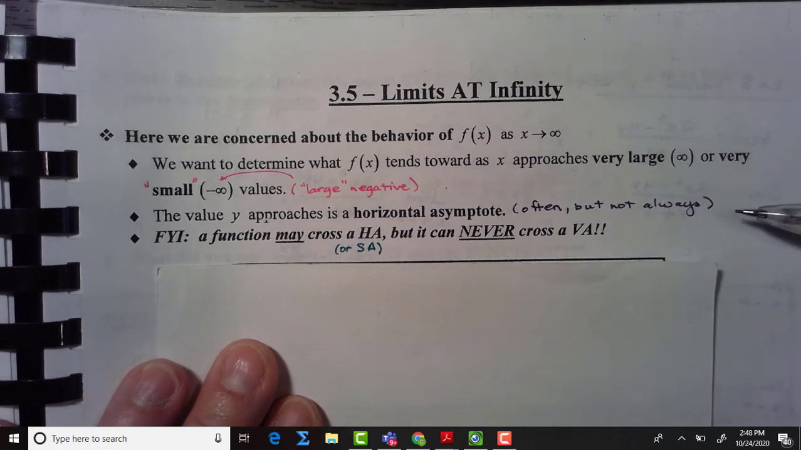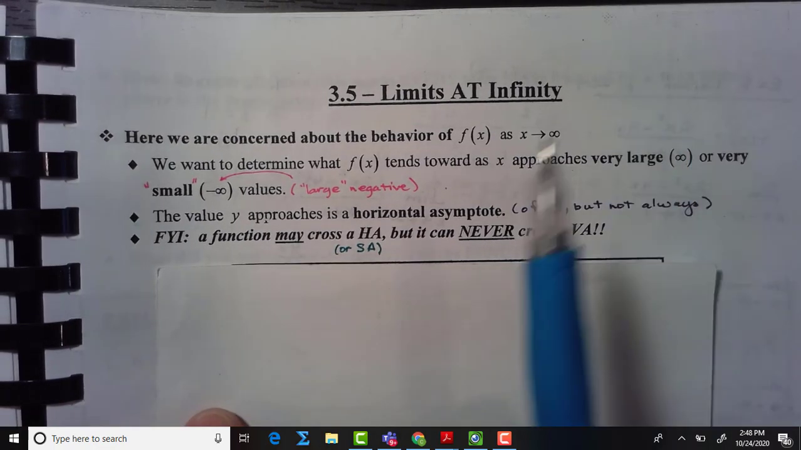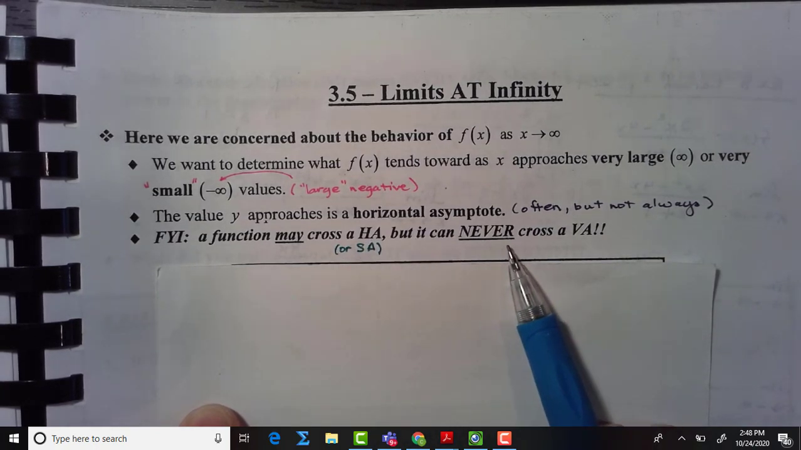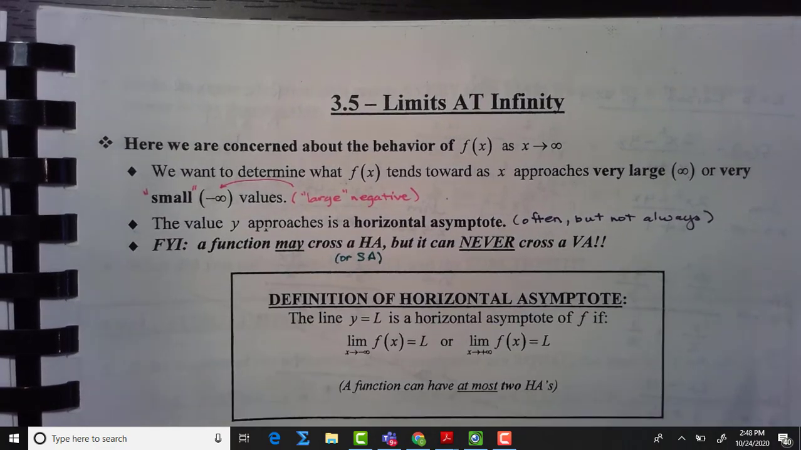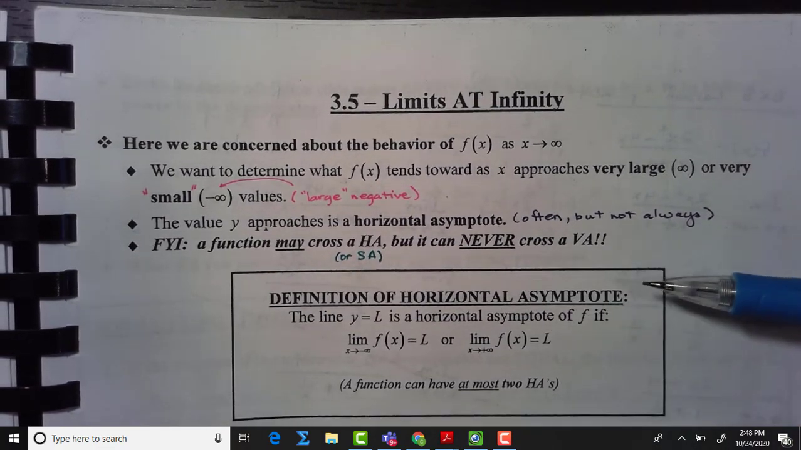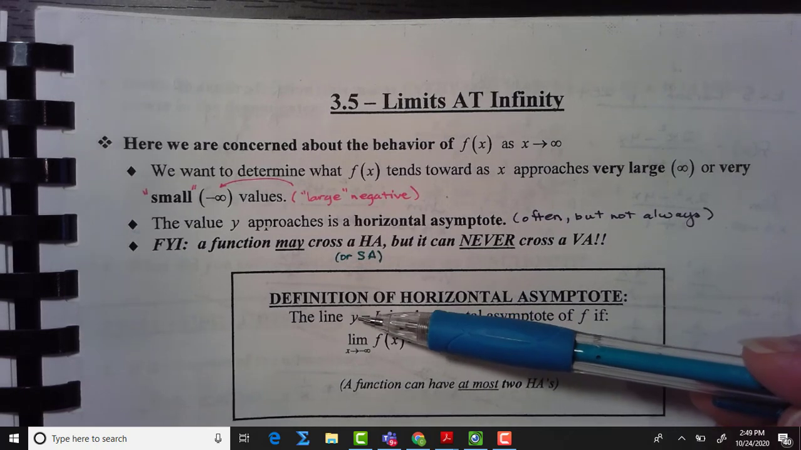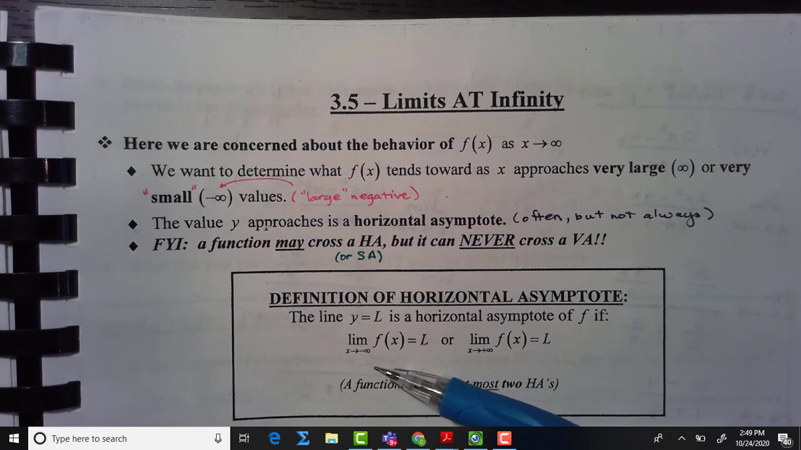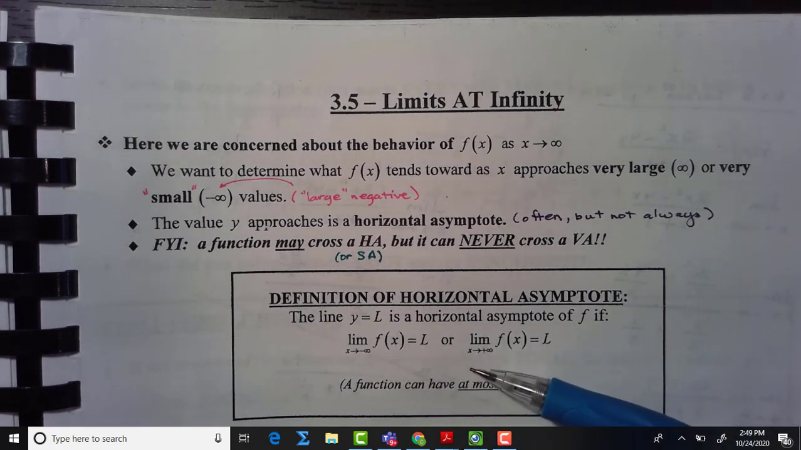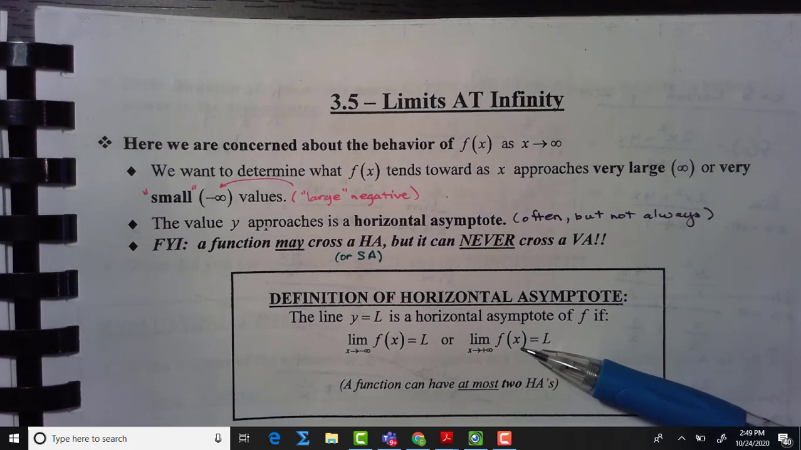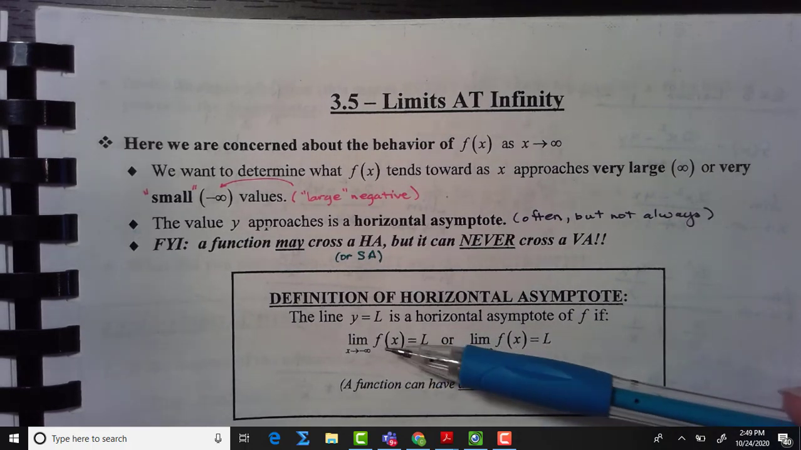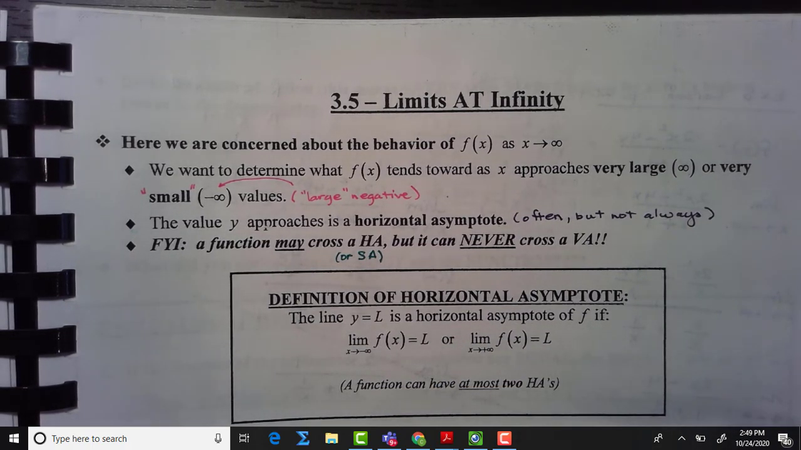Now, this is often true, but not always. For your information, a function may cross a horizontal asymptote or a slant asymptote, but it can never cross a vertical asymptote. So our definition of a horizontal asymptote is the line y equals L is a horizontal asymptote of f if the limit as x goes to negative infinity is L, or the limit as x goes to positive infinity of our function is L. So a function can have at most two horizontal asymptotes. Why would this be true? Because of approaching both positive and negative infinity.